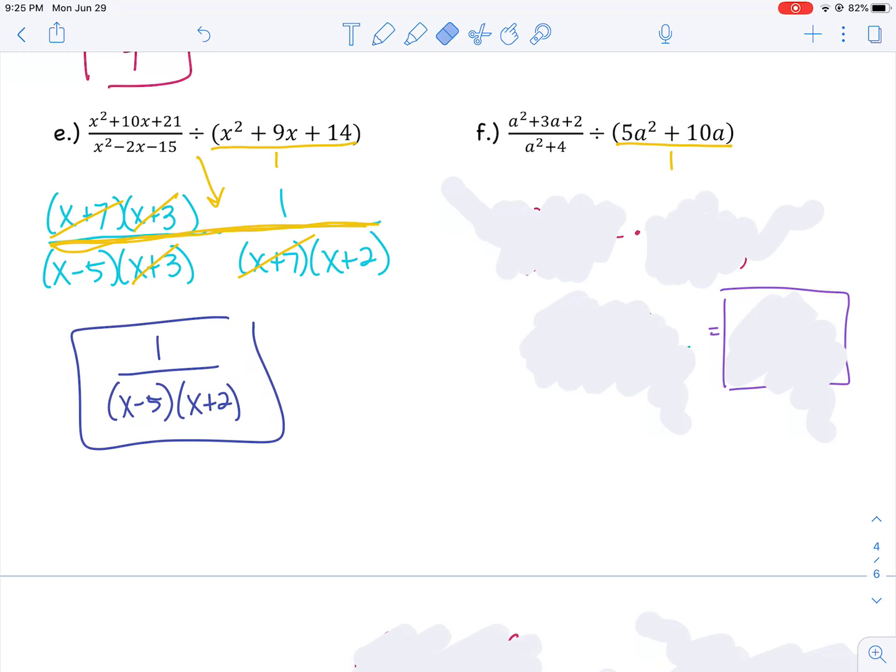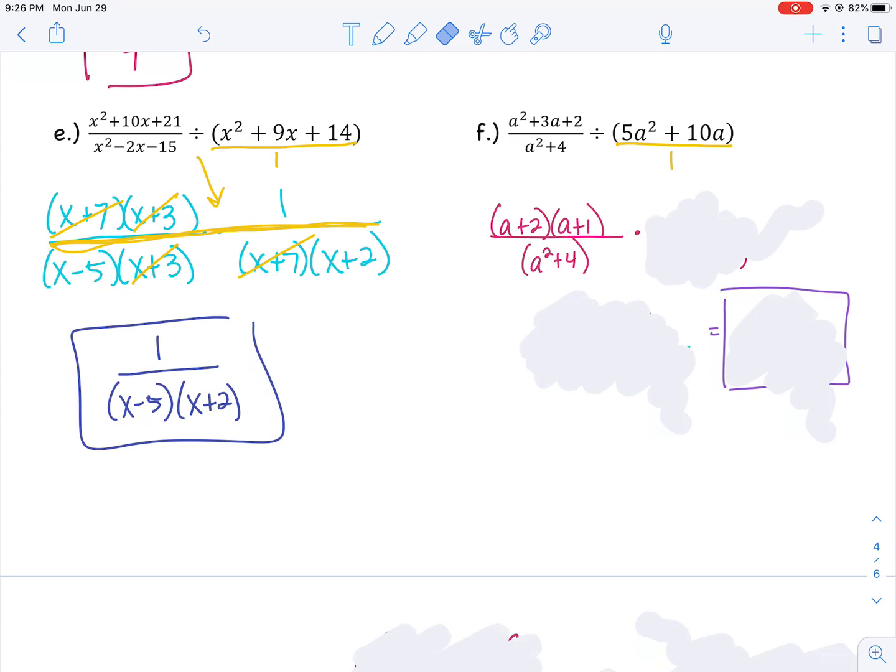Now be careful. I can factor the top into an a plus 2 and a plus 1, but please do not factor that denominator. Don't let me get you. That's not a difference of squares. Remember, it has to be a subtraction sign in order to be able to factor into a difference of squares. And since it's not a subtraction sign, I have to just keep it the way it is, okay?